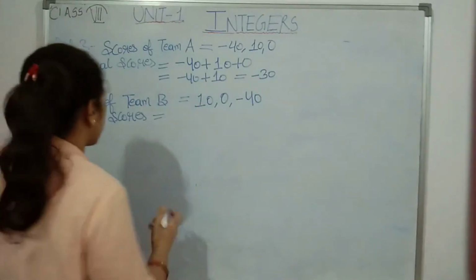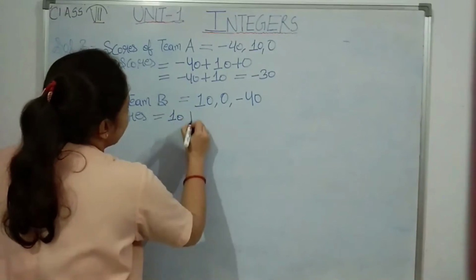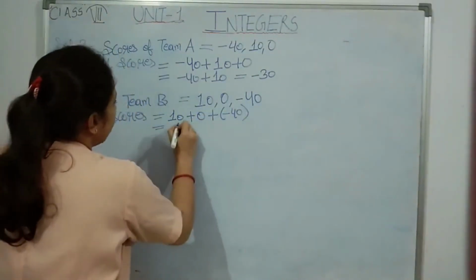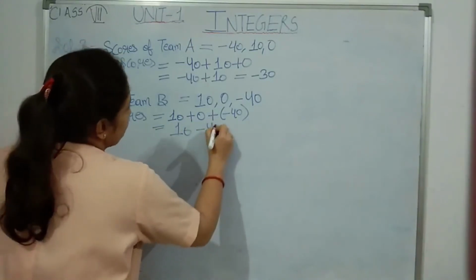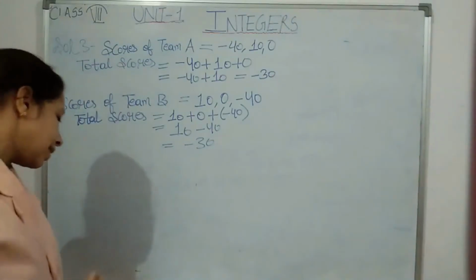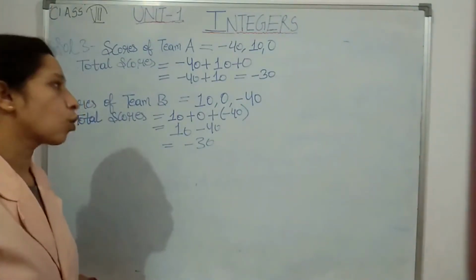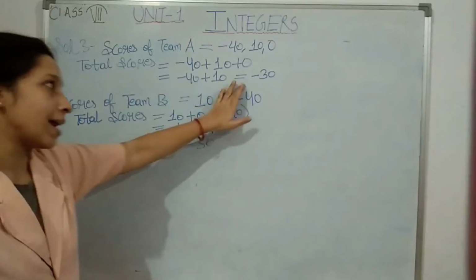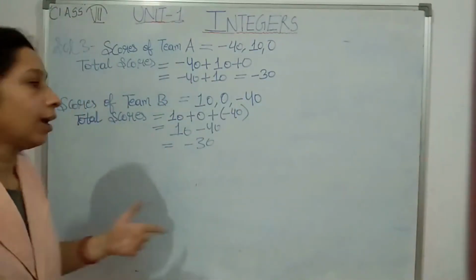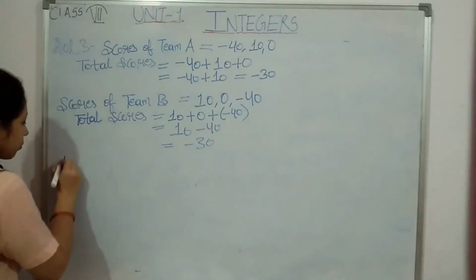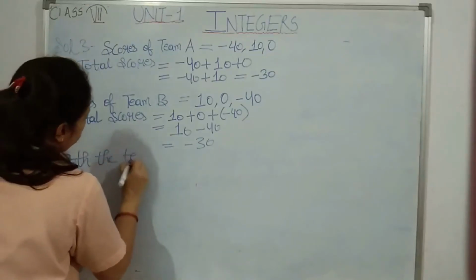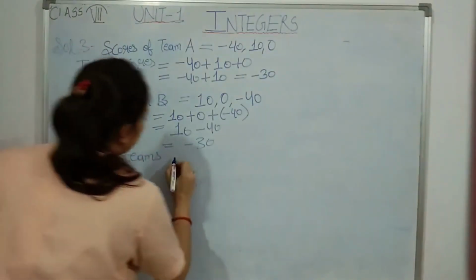Second, for total scores for team B, 10 plus 0 plus minus 40. So 10 plus 0 again will be 10 plus minus, and 10 minus 40 will give you minus 30. So students, second part of the question was which team scored more. So team A has scored minus 30, team B again has scored negative 30. So which team scored more? Here we found that both the teams scored equally.